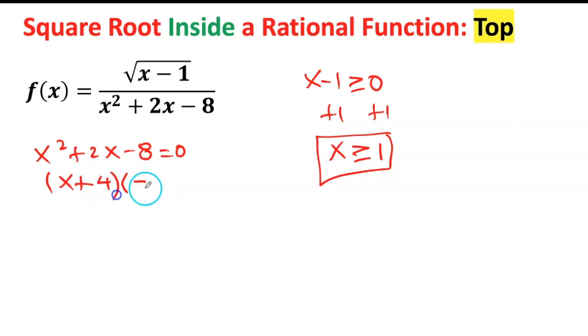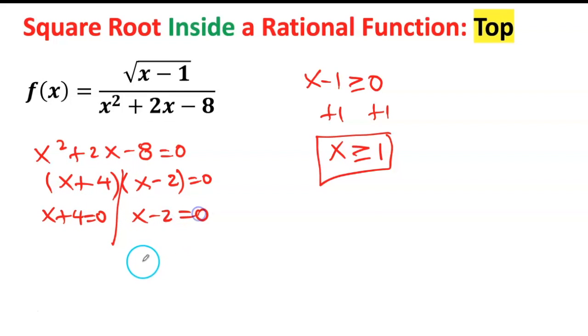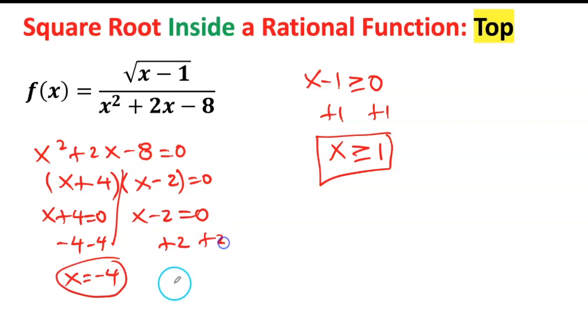So the numbers are 4 and negative 2. 4 times negative 2 is negative 8. 4 minus 2 is 2. Now every factor, you make it equal to 0. X plus 4 equals 0. X minus 2 equals 0. Minus 4, x equals negative 4. Plus 2, x equals 2. And these are the values that I do not want.